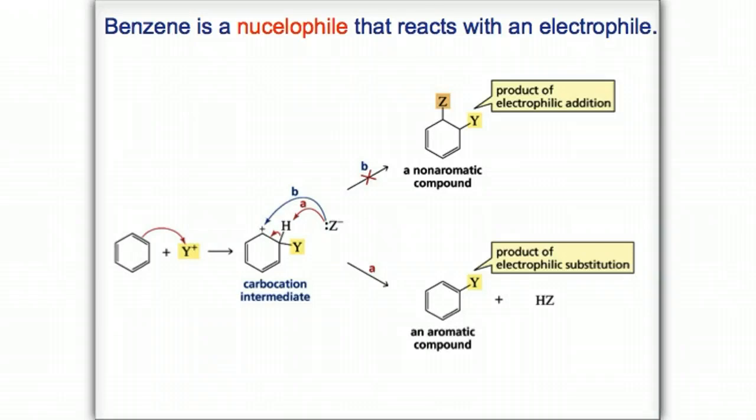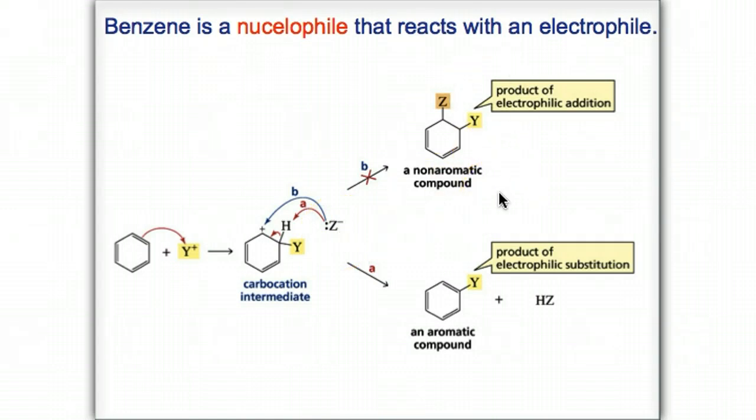So why is benzene, as you can see here on the left, a nucleophile? Of course, it's due to the pi electrons above and below the plane of its ring. Therefore, it will react with an electrophile. When it reacts with an electrophile, a carbocation intermediate is formed. In the second step of an electrophilic addition reaction, the carbocation reacts with the nucleophile, Z, to form an addition product.